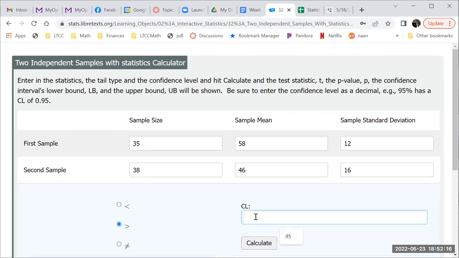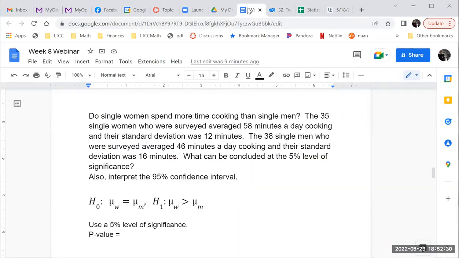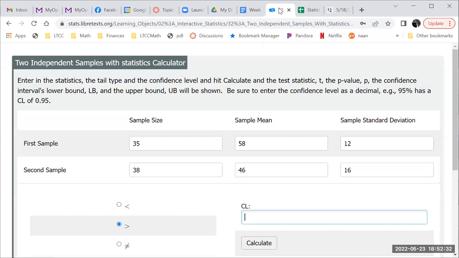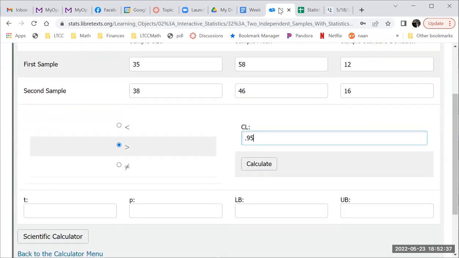We need to make sure the women are on top. That's important, actually. Otherwise, it would be less than. The first is greater than the second, is how I programmed it. So that's just a note. We want a 95% confidence level, so 0.95. And I calculate.